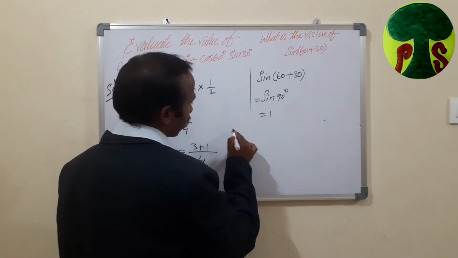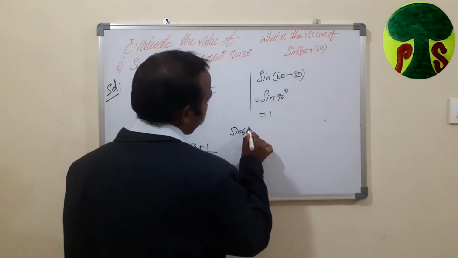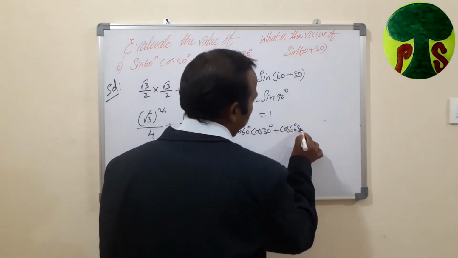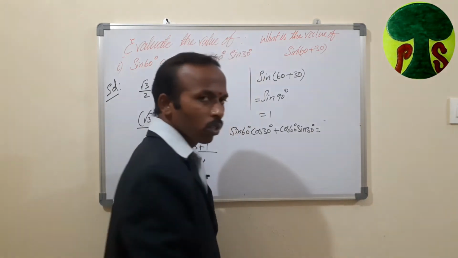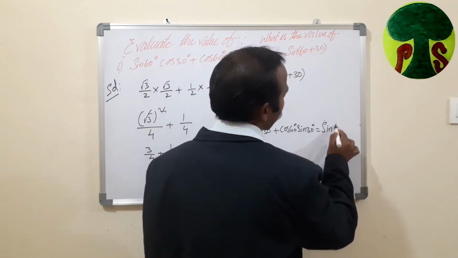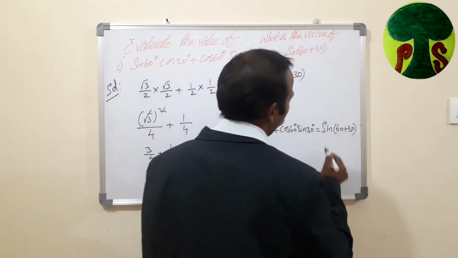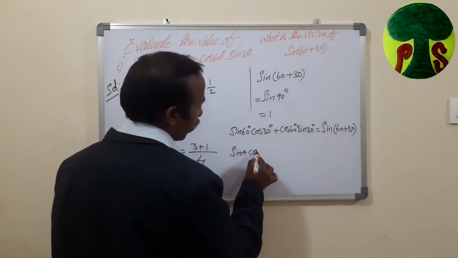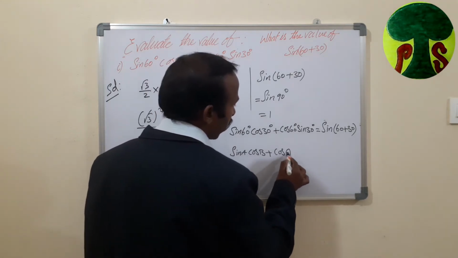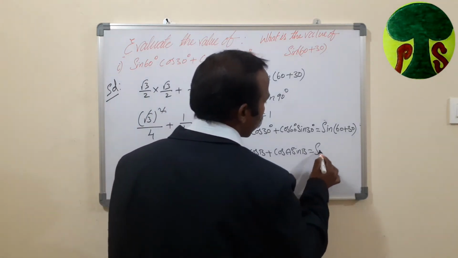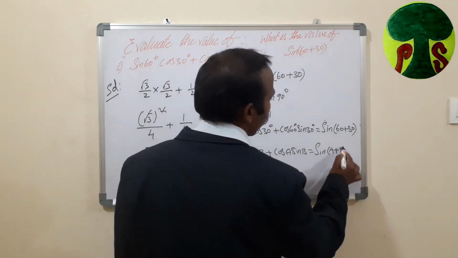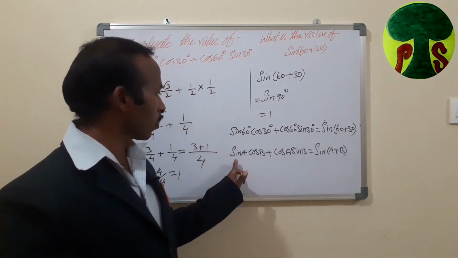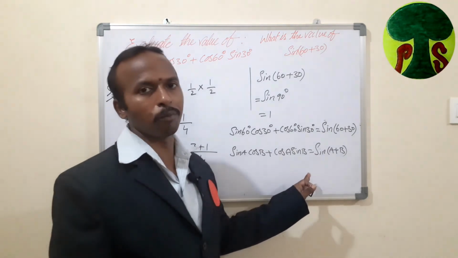Finally, we conclude that sin 60 cos 30 plus cos 60 sin 30 equals sin of 60 plus 30, which leads to a formula: sin A cos B plus cos A sin B equals sin of A plus B. Finally, we conclude that sin of A plus B equals sin A cos B plus cos A sin B. Let us see the next question.